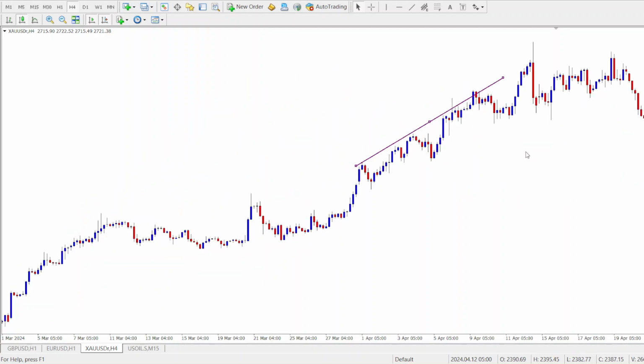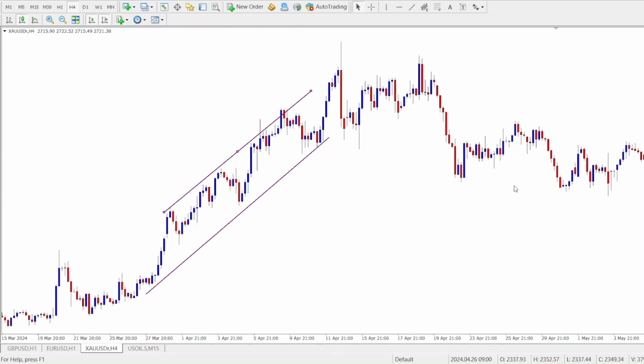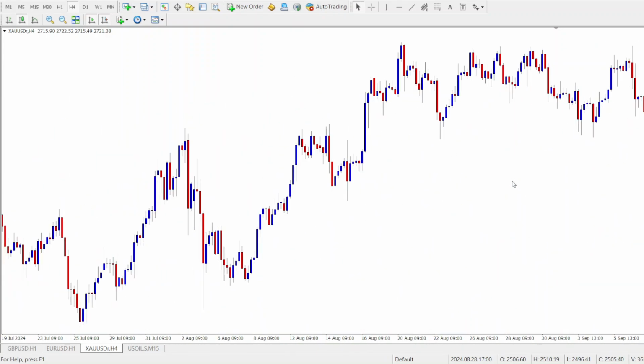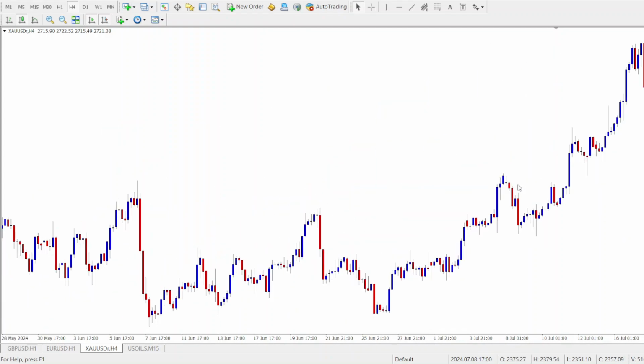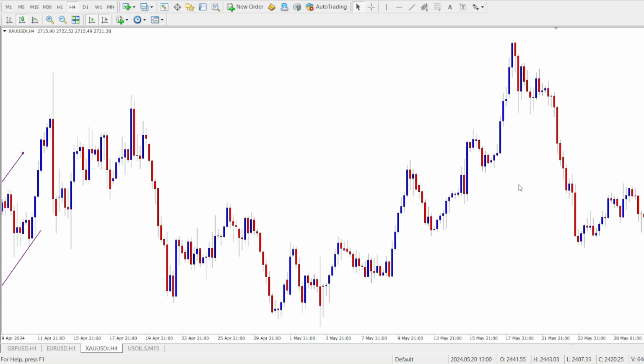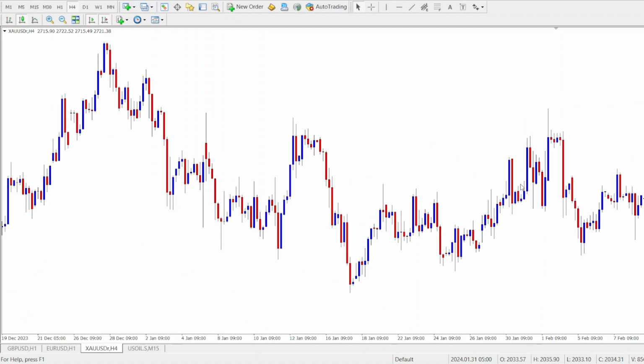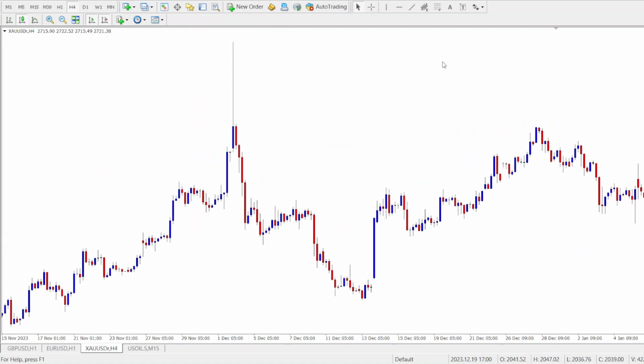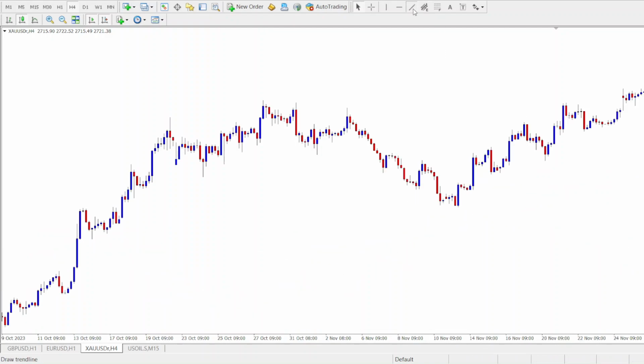When you have higher highs and higher lows, it indicates a bullish trend. On the other hand, when you have lower highs and lower lows, it indicates a bearish trend.